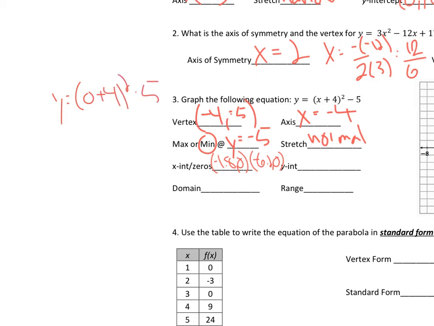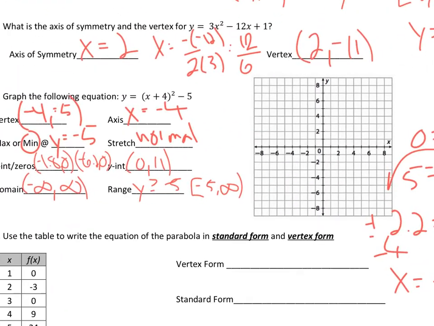Zero plus 4 is 4. 4 squared is 16. 16 minus 5 is 11. So then for our y-intercept, we get (0, 11). Domain is negative infinity to positive infinity. Range is y is greater than or equal to negative 5, since it's opening concave up. Or again, you can write it as negative 5 to positive infinity.